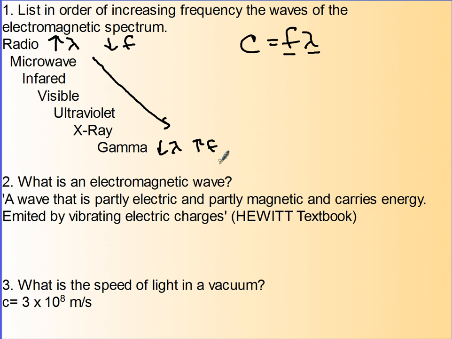Now, what is an EM wave? Borrow this from your Hewitt textbook. It is a wave that is partly electric, partly magnetic, carries energy. It's emitted by vibrating charges.